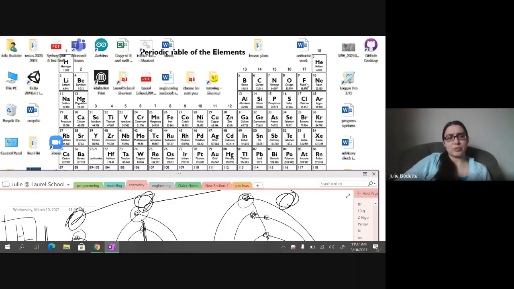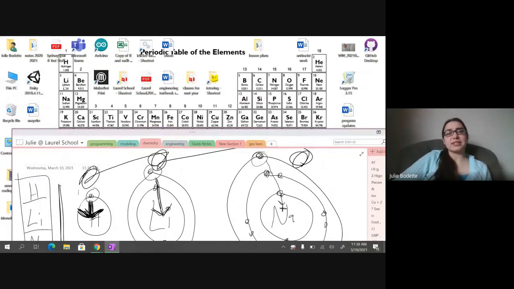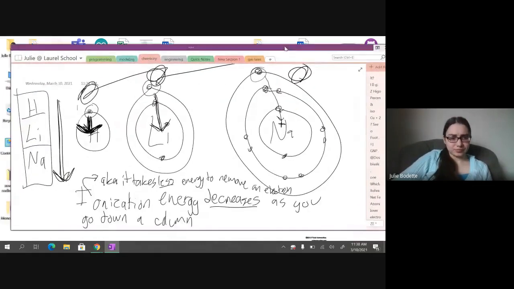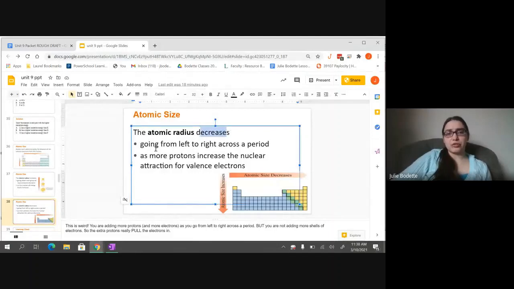But here's where the idea of the atom is mostly based on the electrons and how much space they take up. Here's where this comes in. So the atomic radius actually decreases as you go from left to right. What happens is you get more and more protons as you go from left to right, so more and more positive charge. And the more positive charge you have, the more that pulls in on the electrons. So you're actually decreasing in size.